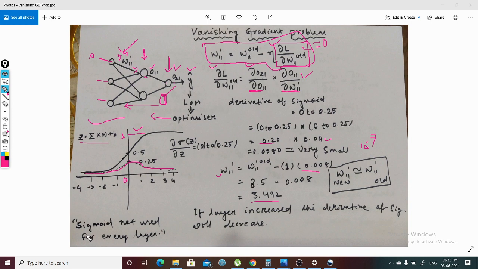That's why we don't use sigmoid for all the layers. If we use sigmoid for all the layers, we can get the vanishing gradient problem. So for eradicating this vanishing gradient problem, we can use the ReLU activation function as well. So this is all about the vanishing gradient problem.